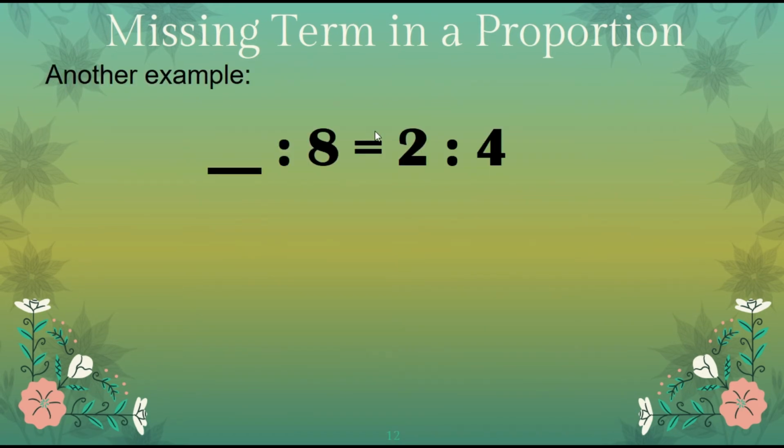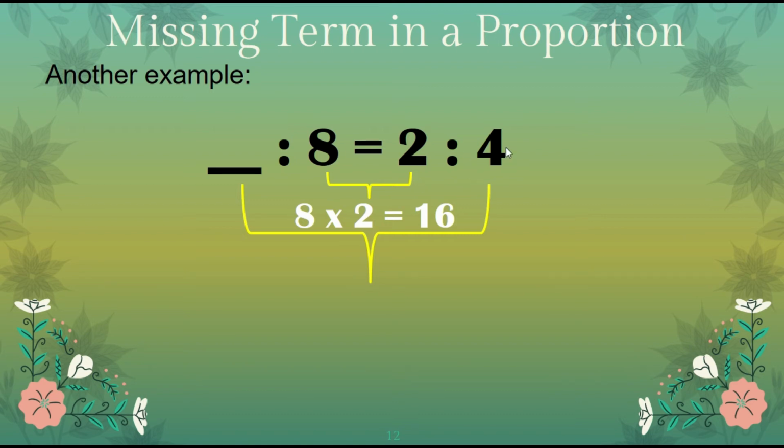So another example, we have blank is to 8 equals 2 is to 4. We will multiply the means kasi siya yung magka-partner. Dalawa yung means niya. So we'll have 8 times 2 equals 16. So, since walang ka-partner yung isang extreme, we're going to divide the product of the means by one of the extremes kasi nga yung isa missing. So 16 divided by 4 equals 4. So the missing term is 4.